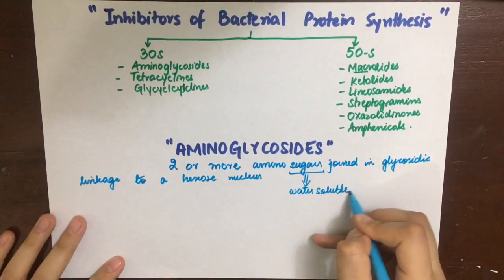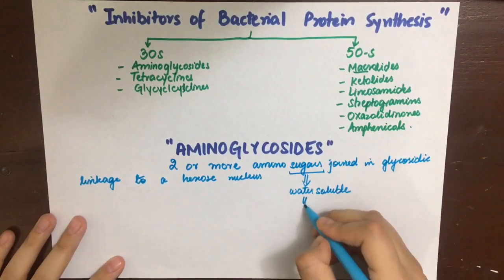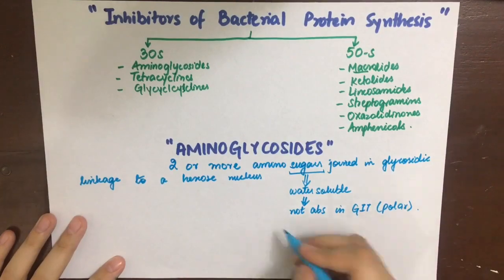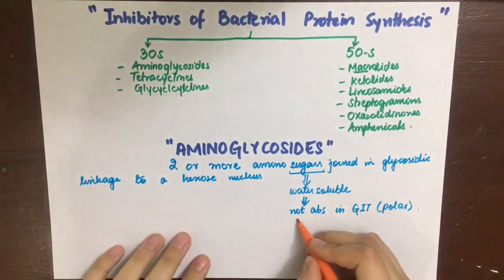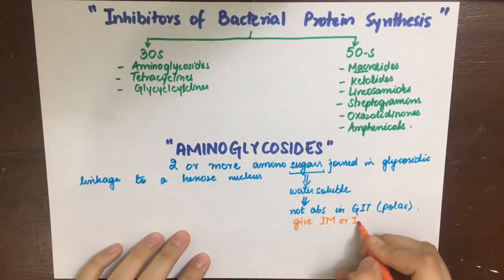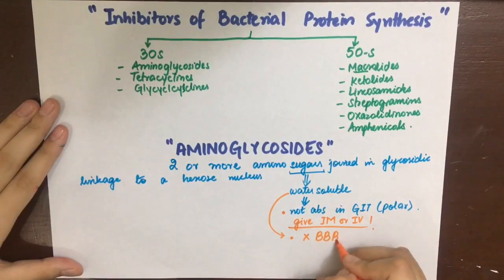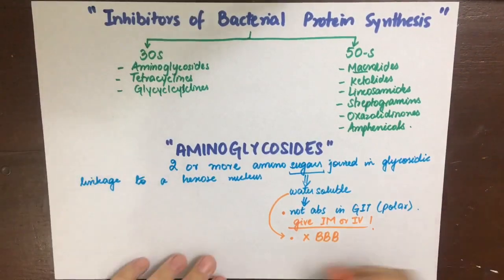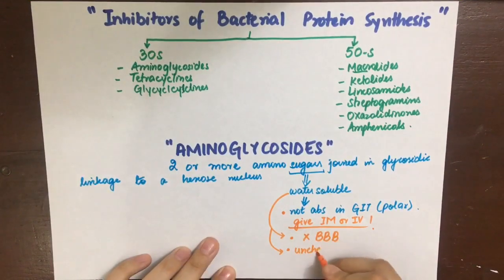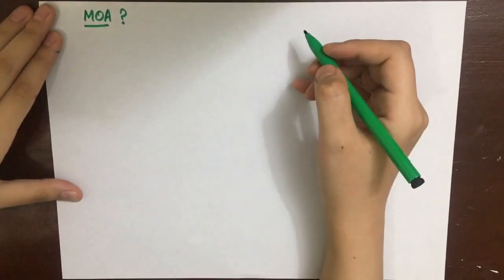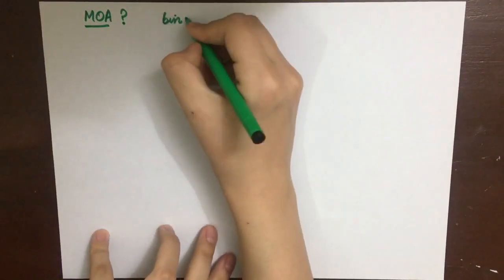And water soluble makes it unlikely to be absorbed in the GIT because it's polar, so we need to give it IM or IV. Due to the same property, it cannot cross the blood-brain barrier and it will be excreted unchanged in the urine and not metabolized by the liver, so we need to adjust its dose in kidney failure patients.